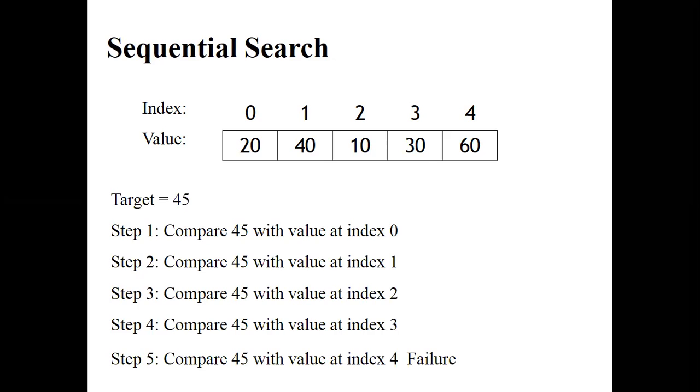Similarly, in the case of 45, we check at 0, 1, 2, 3, 4. We checked all the indexes, however, we did not find the target 45, and so we have failure in this one. So here we have only 5 numbers, so it's easy to find one by one. However, just imagine if there were 100,000 or 200,000 indexes, then if you are going to check it one by one, it will be very exhausting for you.